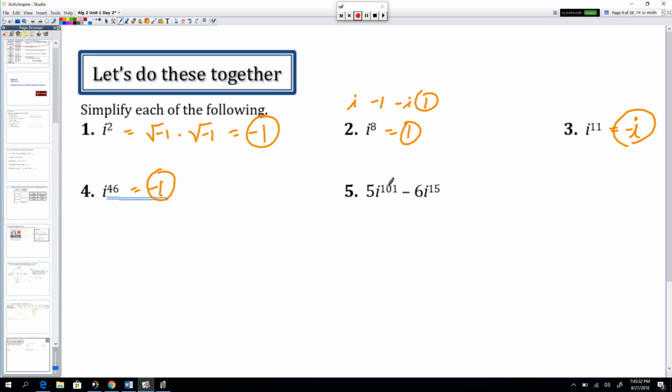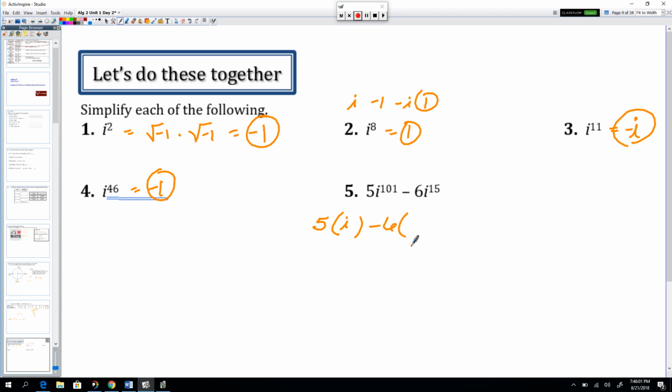Not only do we have these powers of i, but we also have things being multiplied by them. So this is basically saying take 5 times i to the power of 101. I know that 4 goes into 100 nice and cleanly. So if I go around this 25 times, I'll end up here at 100. And then 101 will give me positive i. So I'm going to replace i to the 101 with i.